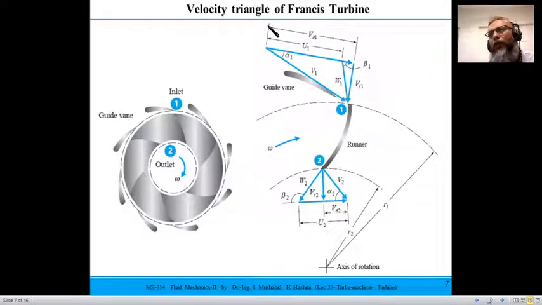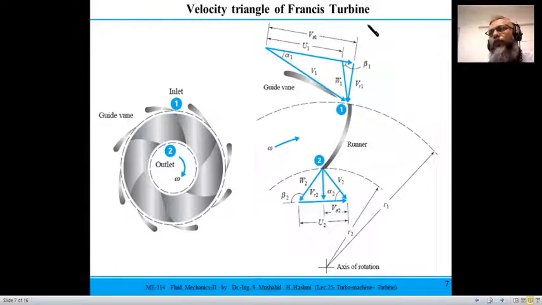So this would be your tangential component of the velocity. We have seen that the energy available to be converted into shaft power comes from our Euler equations of turbomachines. It depends upon the product of the blade speed and the tangential component of the velocity, which is v theta 1, much bigger at the inlet and much smaller at the outlet, so that the energy available is transferred.